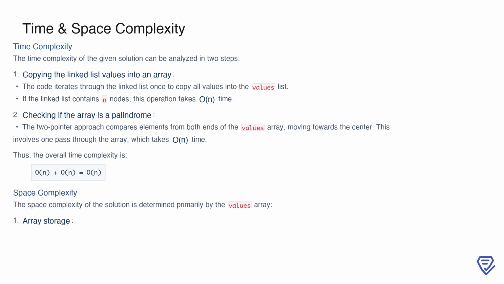Next, we check if the array is a palindrome using the two-pointer approach. This involves comparing elements from both ends of the array, moving towards the center, and requires just one pass through the array, which again takes O(n) time. When we combine these two steps, the overall time complexity becomes n plus n, which simplifies to O(n). This ensures the solution is linear in terms of how it scales with the size of the input.